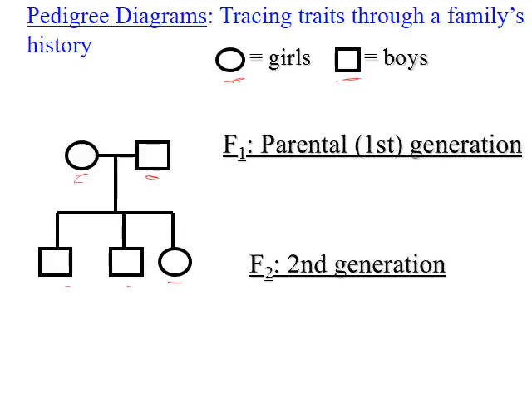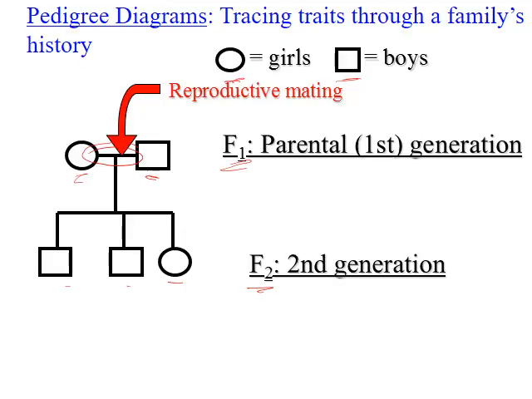Now, the first generation is typically called the F1 generation. Sometimes it's called the parental generation. And then the next generation is called the F2 generation. Before I go on to that, the line between these two here indicates reproductive mating, i.e. their spouses. And then the line coming down from that also indicates that they've produced offspring through that reproductive mating.